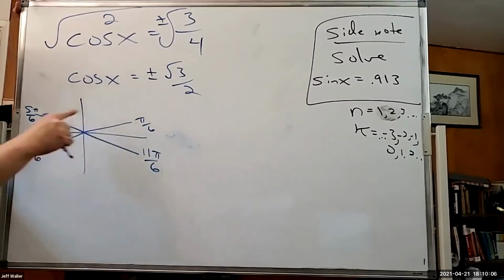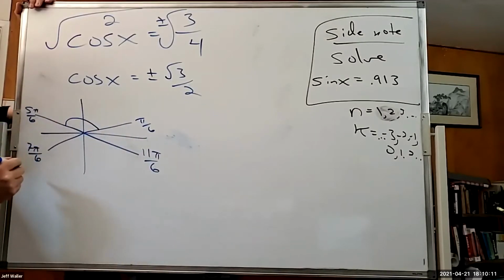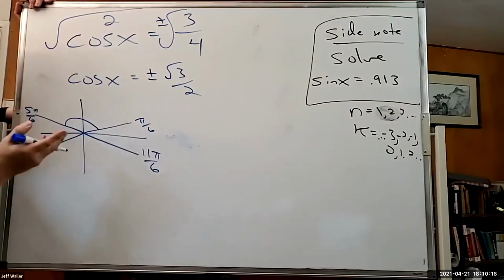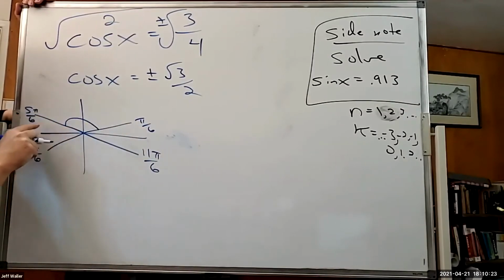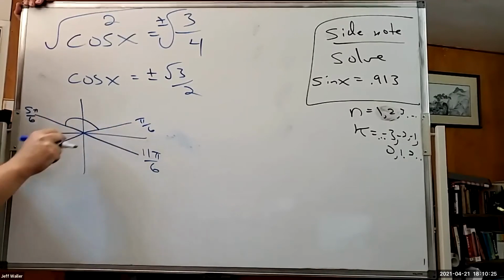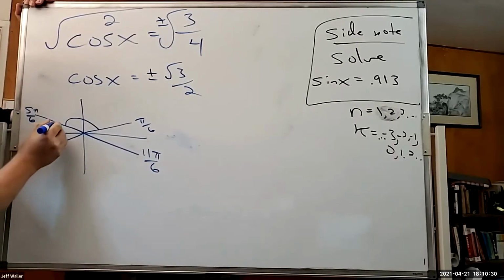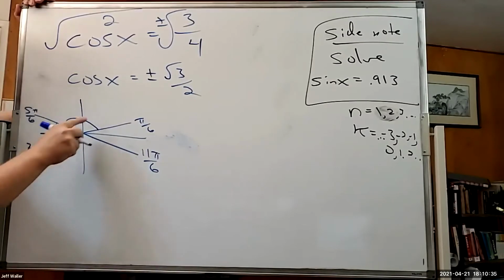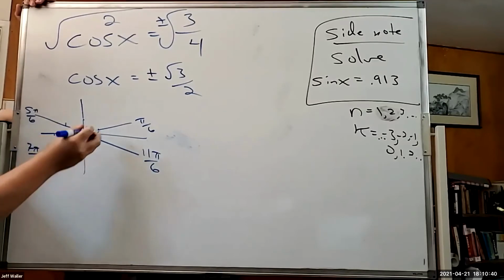Now all four of these are equidistant apart. What distance is this from here to here? How do you find the distance between two numbers? Subtract. So 5 pi over 6 minus pi over 6? It's 4 pi over 6, 2 pi over 3. Is this the same distance? No. So I'm going to have to write more than one line.